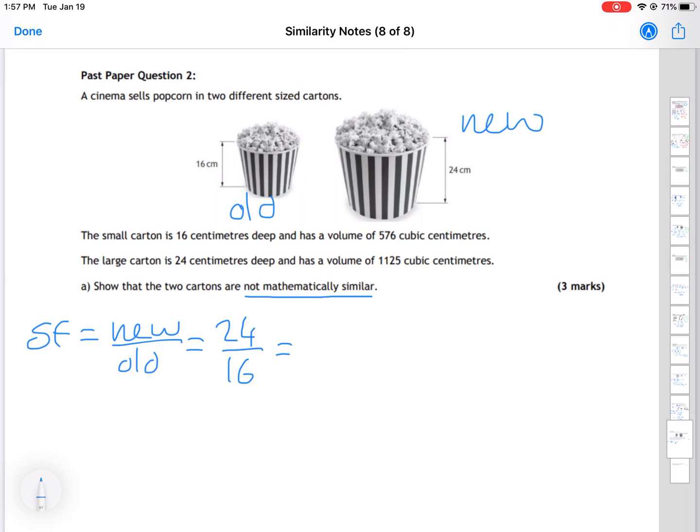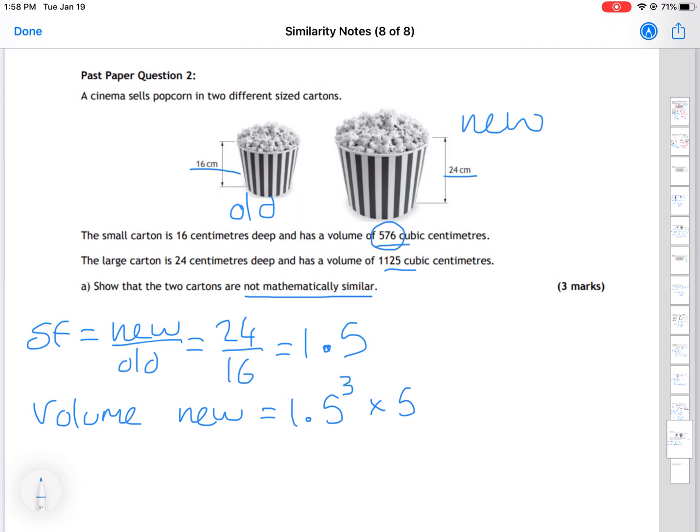Change that to a decimal, so what I'm using here is the two lengths, the 16 and the 24. I'm using the two lengths to try and calculate whether the two volumes match up after I've done all the calculations. So we're starting off with 24 divided by 16 to get a decimal of 1.5. So therefore, the volume of the new one should be 1.5 cubed times the volume of the old, the 576.